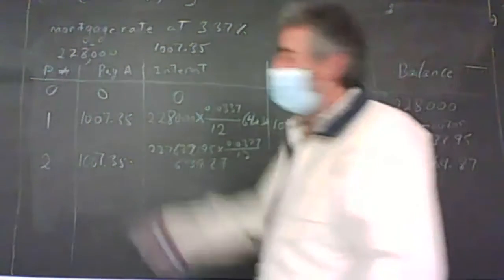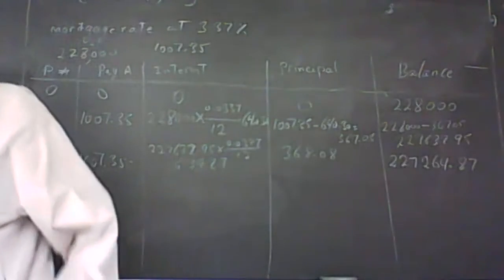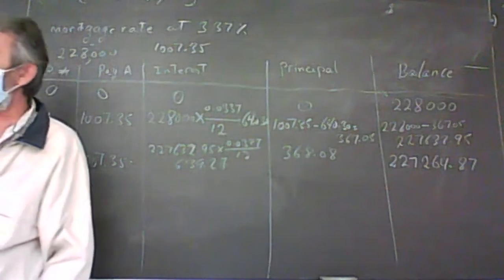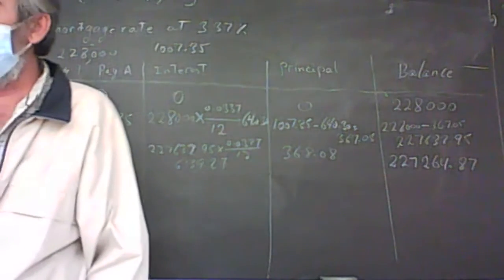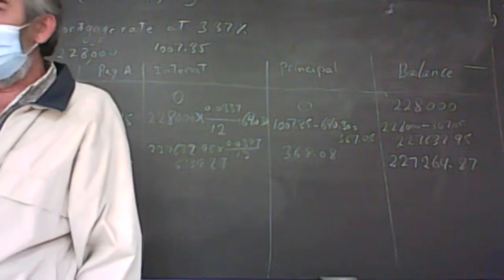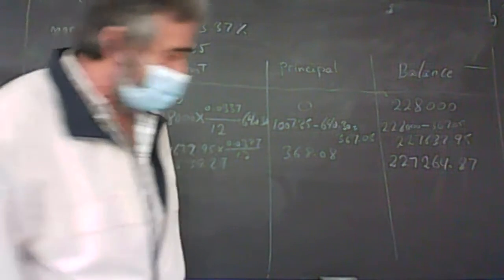And of course, the third step would be exactly the same until you finish 160 of them. And that will give you the amortization for this particular loan. Okay? Any questions? All right.